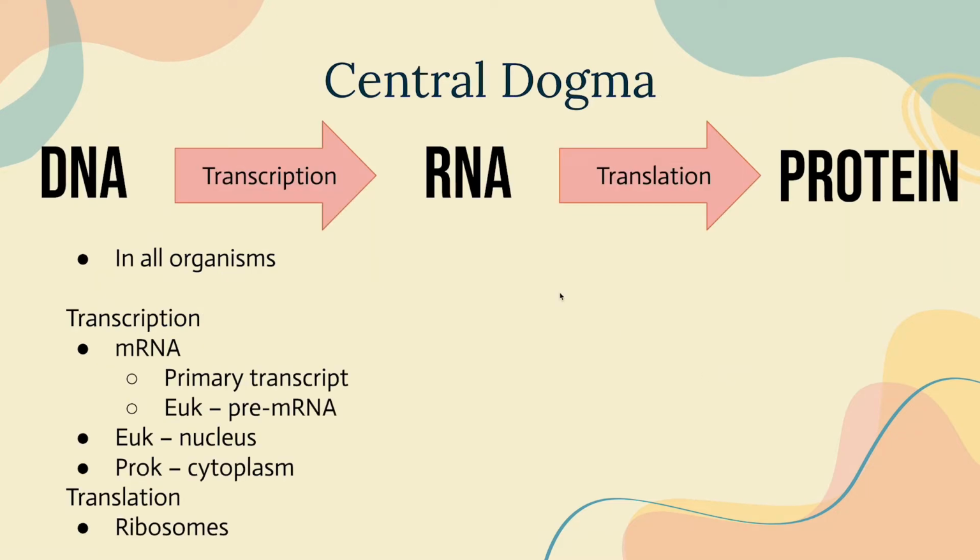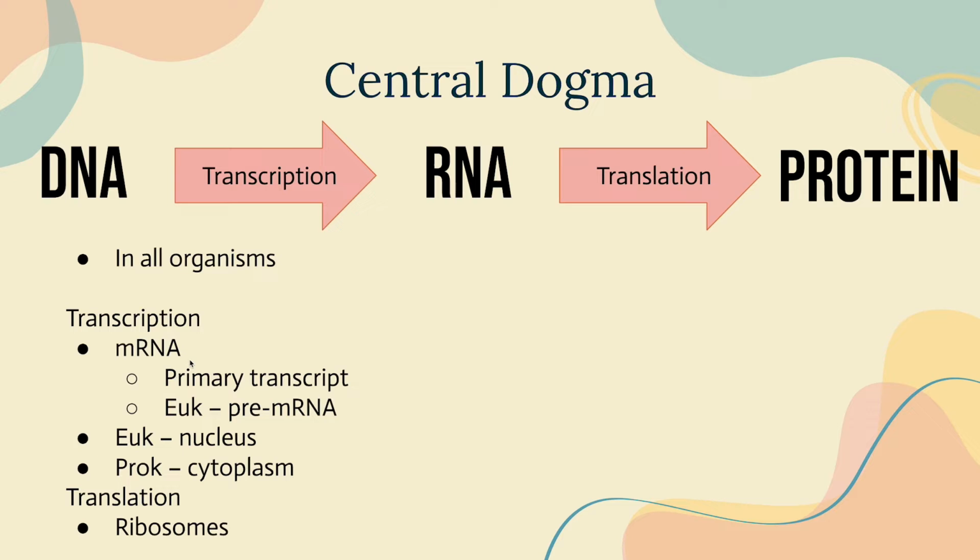Okay, so here is the central dogma. It's that DNA through transcription can become RNA, and then from RNA through translation, we can get a protein. So this is what occurs in all organisms. And here are some differences between bacterial and eukaryotic.